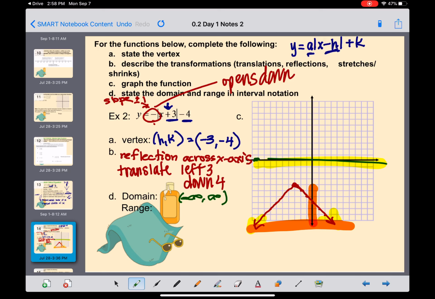Okay, so when I look at that, I'm starting at -infinity, and I'm going up to this point, -3, -4. So the y value is -4. Since I am including that y value, I'm going to have a bracket. And that is my first example.